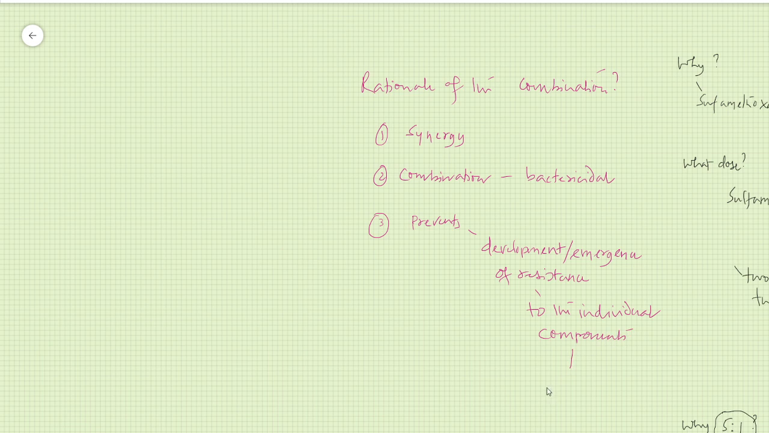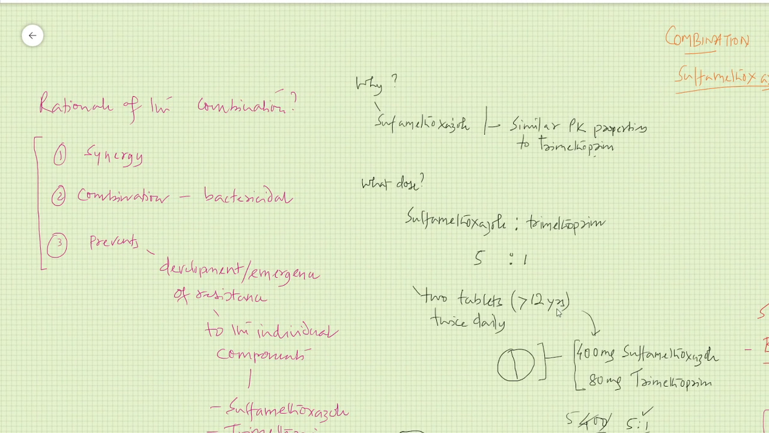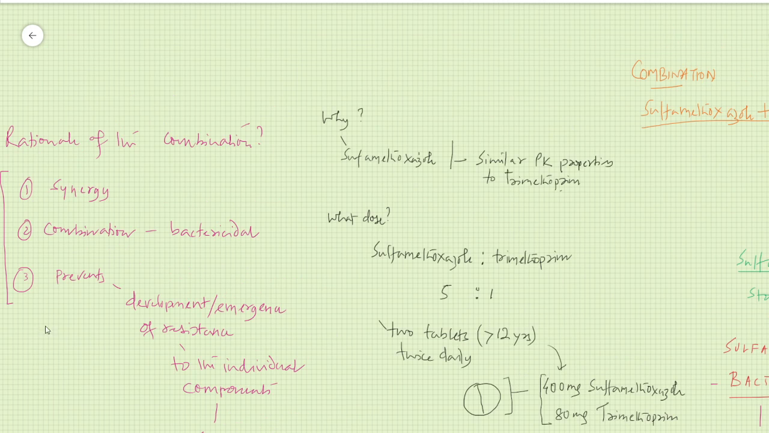Okay, so which are the components we are talking about here? Yes, sulfamethoxazole and trimethoprim. Okay, so the resistance of the bacteria to sulfamethoxazole and trimethoprim would be prevented. Okay, so that's the clinical rationale of the combination. So let's see what the mechanism is. Now we are going to look at the mechanism of the combination.